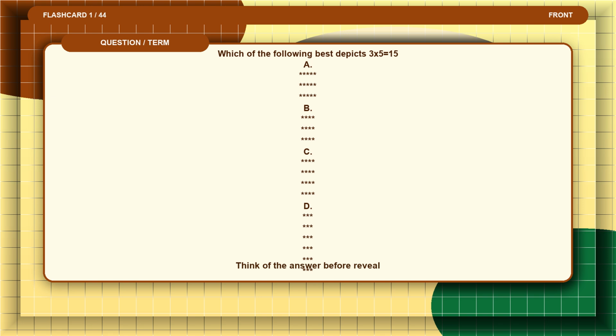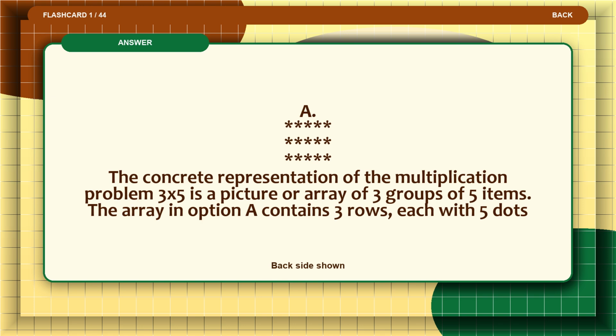Think of the answer before the reveal. The answer is A. The concrete representation of the multiplication problem 3 x 5 is a picture or array of 3 groups of 5 items. The array in option A contains 3 rows, each with 5 dots.